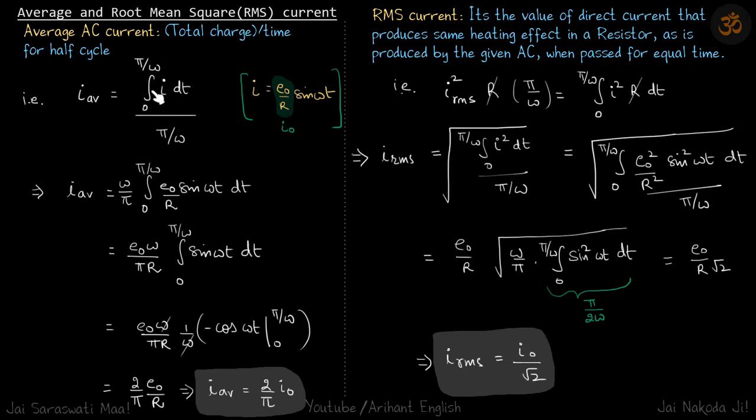So I average is integral I dt by time period. For half cycle, the limits are 0 to pi by omega and total time is pi by omega. Just solve it and you are going to get 2 by pi times I naught.